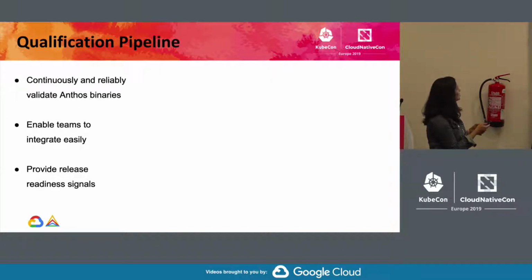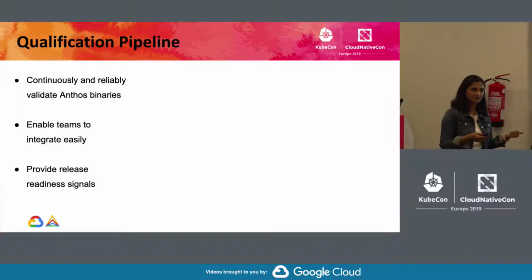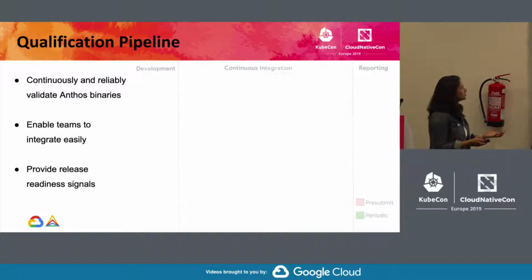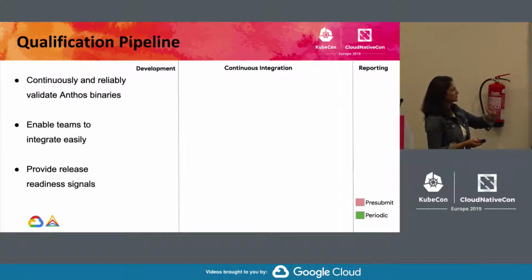Okay, so tying it all together, our aim was to build a stable test infrastructure that helps us reliably qualify ANTHOS binaries, enable the various dev teams to integrate their tests into our CI pipeline, build test best practices and testing gates to qualify things, and all of this ideally goes into providing a go/no-go release signal. So just to show how everything flows together, you should have a flow chart.